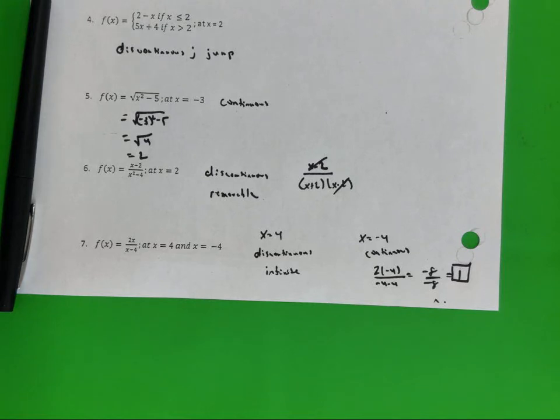Even if you get a square root of some crazy number, if you get an answer, that's continuous, okay? You can work in your group with each other too as well.